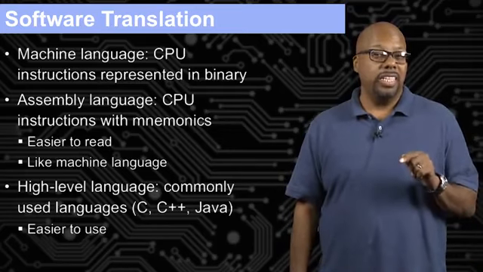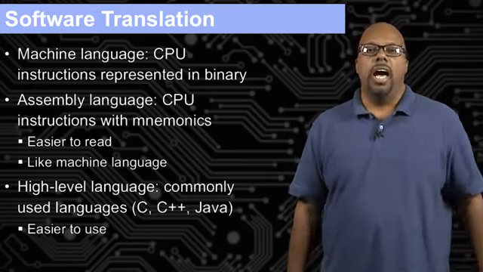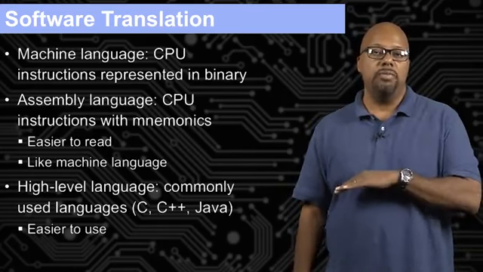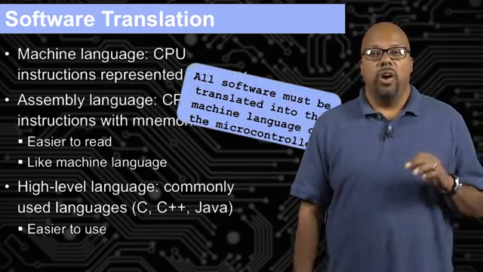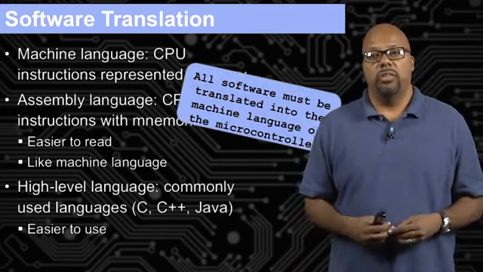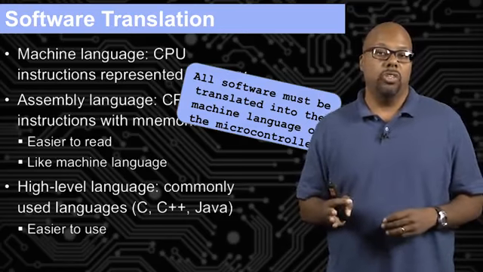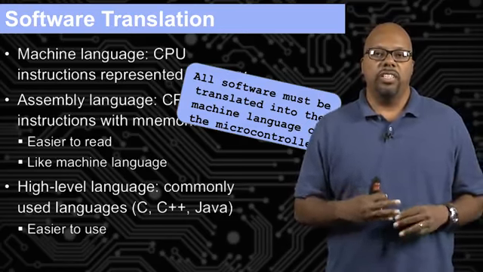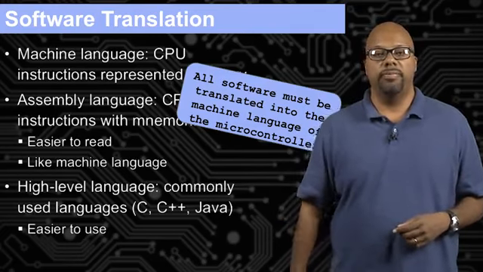But that's not what's actually executed. The machine language is what's actually executed. So the high-level code that you write has to be converted into machine language before execution. All the software that you write in a high-level language has to be translated into the machine language of the microcontroller before you can actually execute it. So there's always that process. You're going to write the code, then you're going to do the translation, and then it gets executed.